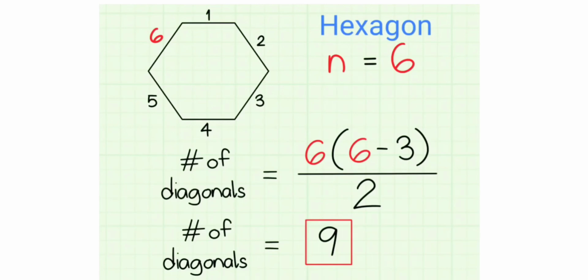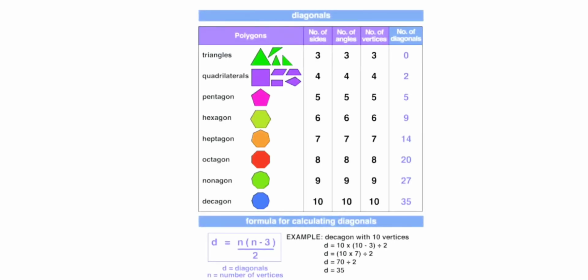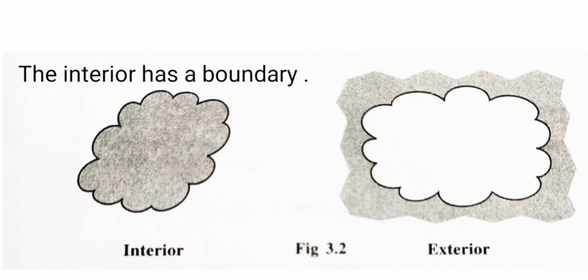The formula is d equals n(n minus 3)/2. This is applicable for all polygons. In this table you can easily observe the number of sides, angles, vertices and diagonals of polygons, from triangle up to decagon. The formula to find the number of diagonals is n(n minus 3)/2, and this is applicable for all polygons. Next is interior and exterior of the polygon. Interior has a boundary but exterior doesn't, we already know. So the interior part and exterior part of the polygon you have already known.